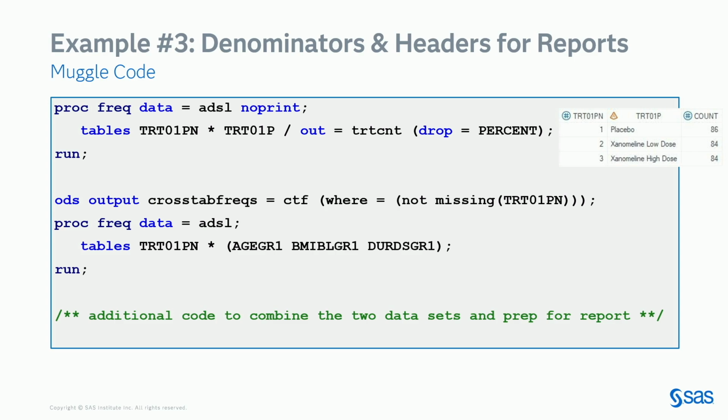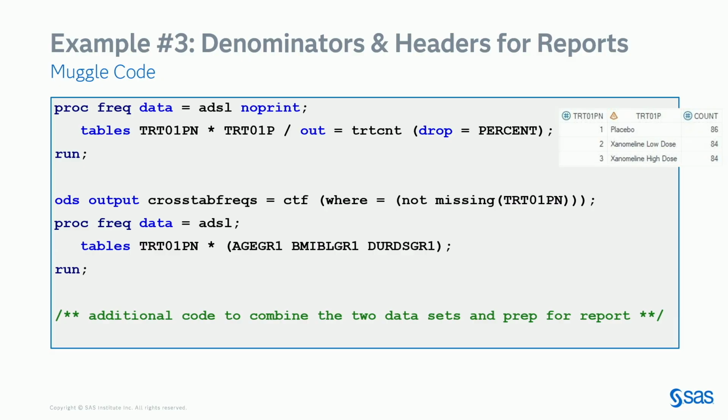So here's our Muggle code. First, we've got at the top a little proc freq that's just to determine the subject count for each treatment group. And you can see the right-hand side of the screen there. It just creates this little tiny output data set that has 1 row per treatment group and tells us how many subjects are in that group.